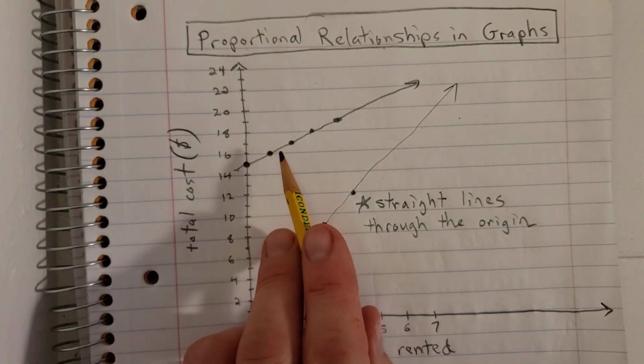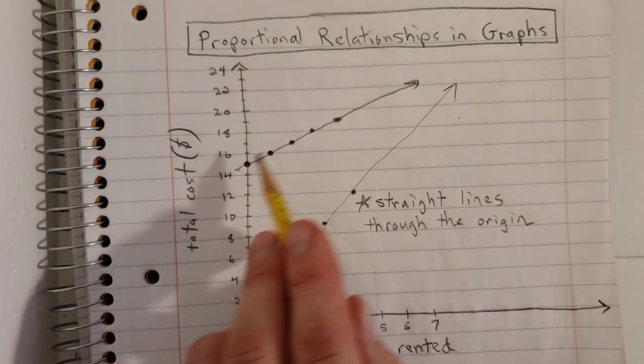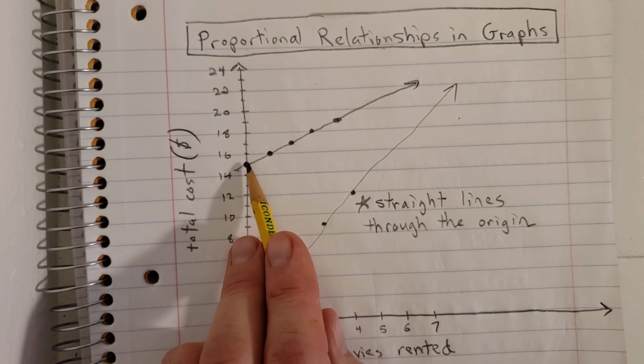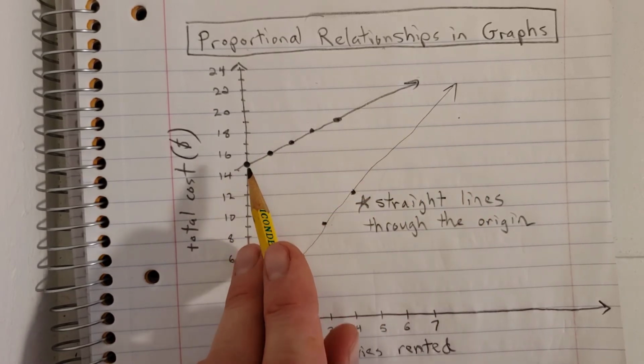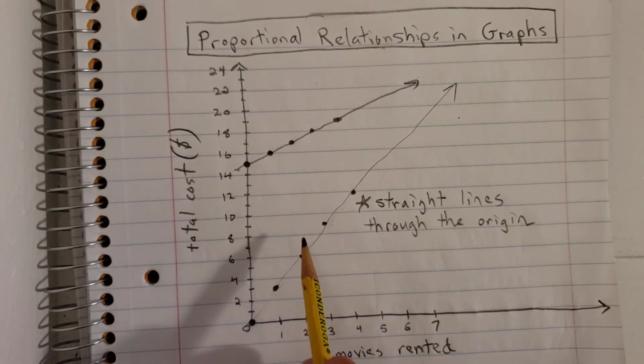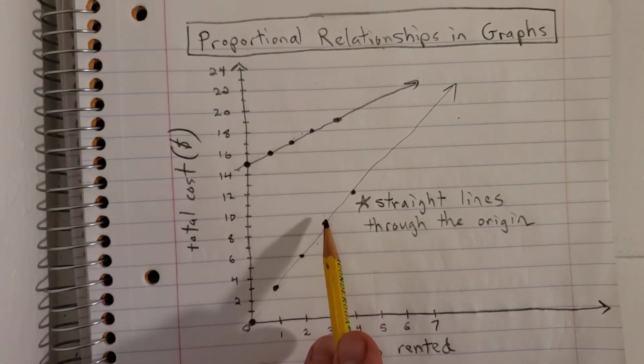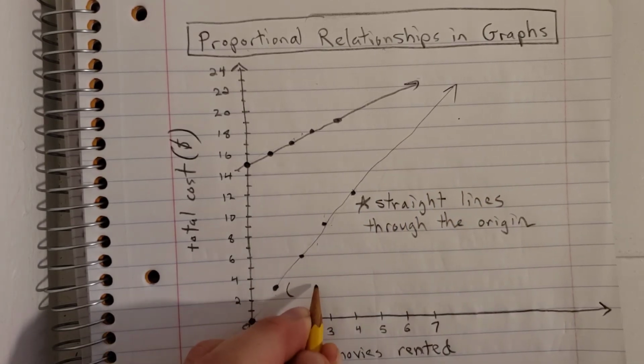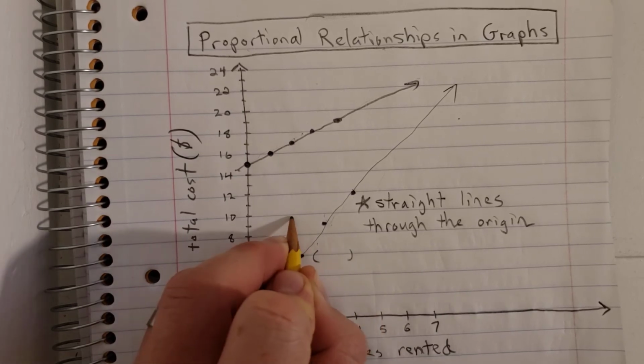Whereas if you have a line but it doesn't go through the origin, it's non-proportional. It's a non-proportional linear relationship. These are both linear, but only one of them is proportional, and that's this one because it goes through the origin. Now also, I can demonstrate a connection between the table and the graph.